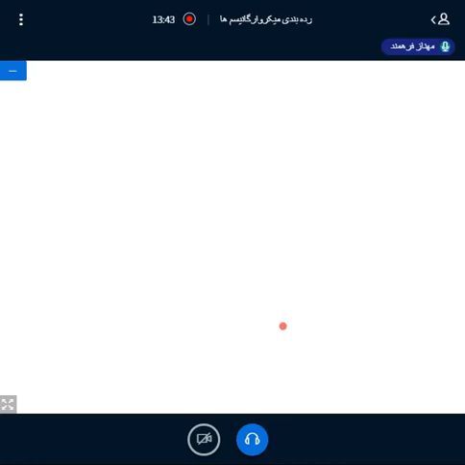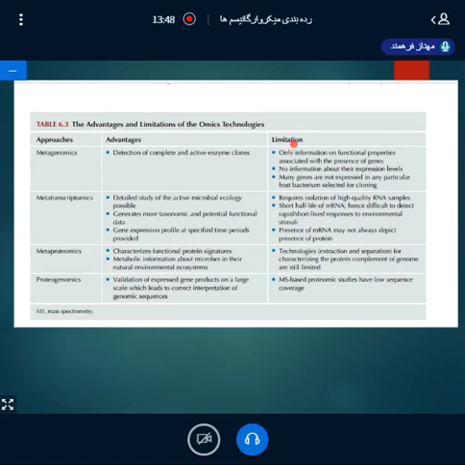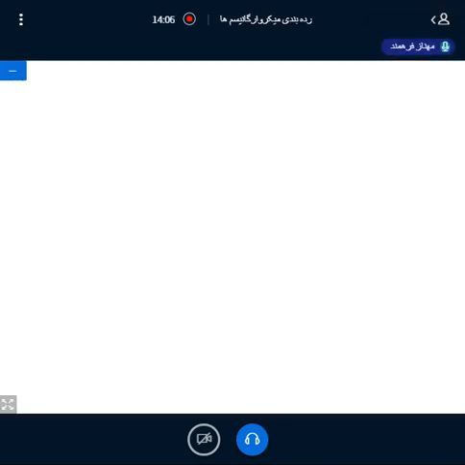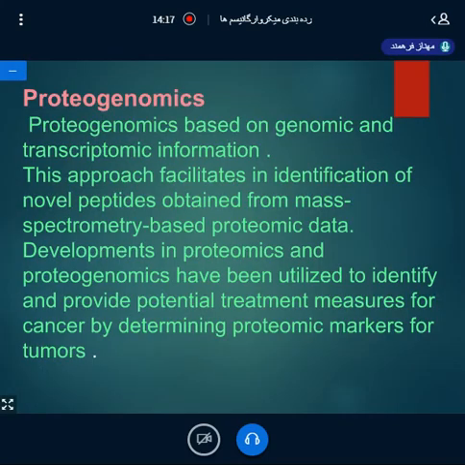Did you read this table? Did I tell you the advantage and limitation of the omics technology? Did you read this table? Please answer me. The advantages and limitations of the omics technology. Did we finish the omics technology? Metagenomics, proteogenomics, transcriptomics. And did you read the proteogenomics?